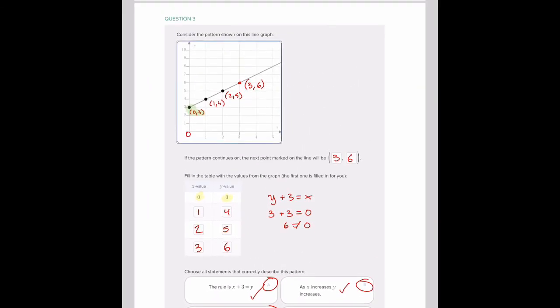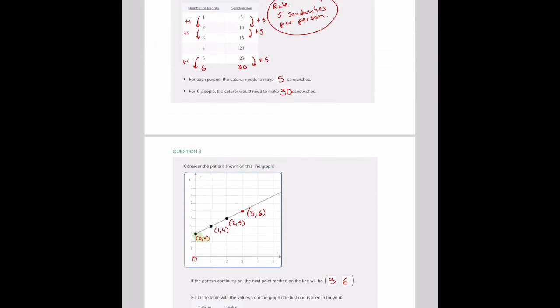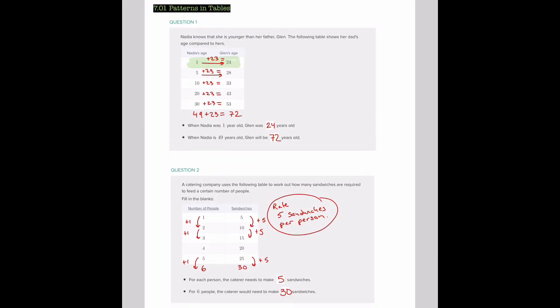This is the kind of work you're going to do today. You're just looking to recognize patterns. If you have any questions, let me know, and I'll help you out as soon as I can. Good luck, guys.